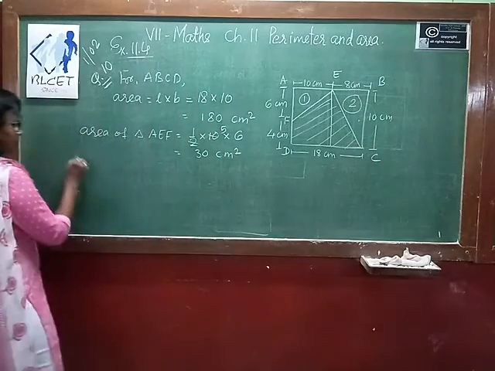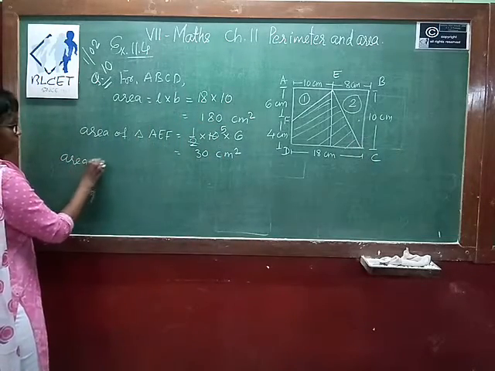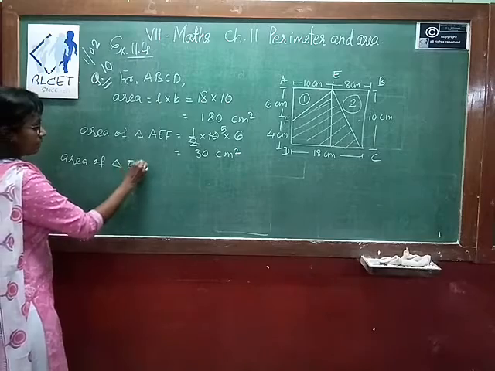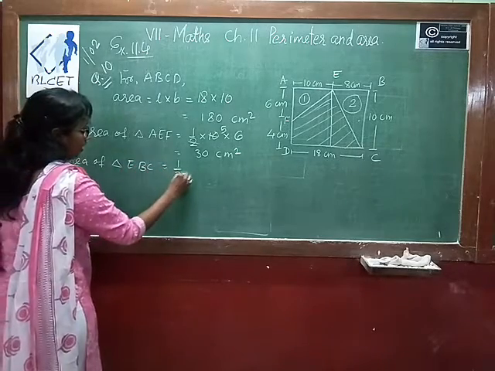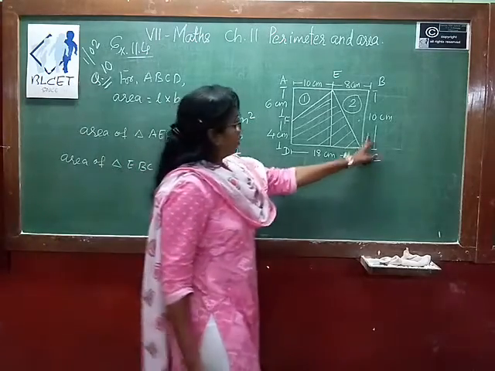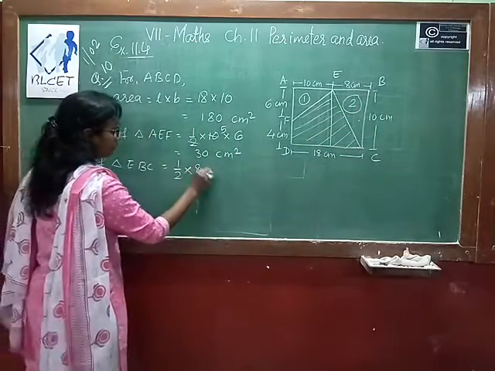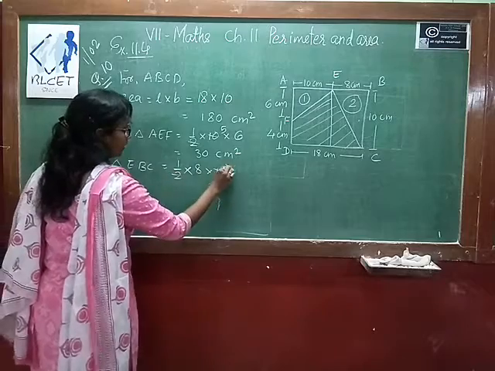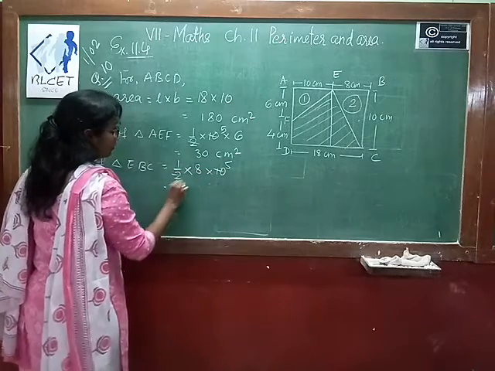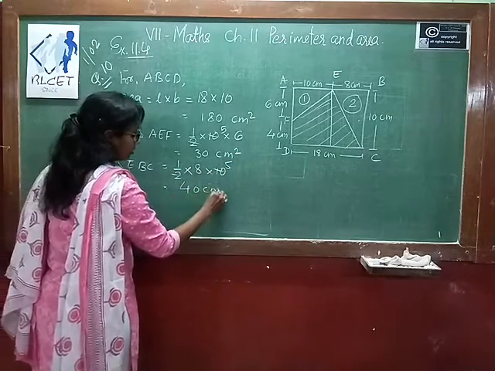Now we will find the area of this triangle, that is EBC. So area of triangle EBC is equal to 1/2. This is your height and this is your base. So base into height, that is 8 into 10. So 2 fives are 10, 8 fives are 40 centimeter square.